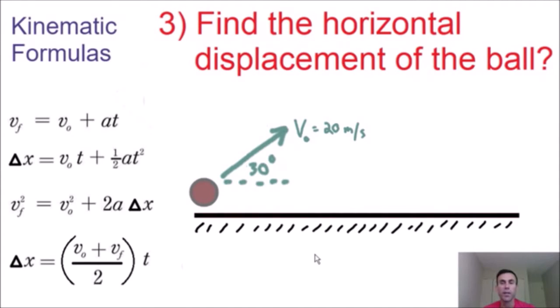This is my last video in which we're going to be talking about projectile motion, or kinematics in two dimensions. And here in this problem, as you can see, we have a ball being launched from the ground at an angle of 30 degrees with the ground. The initial velocity of the ball being launched, we know, is 20 meters per second. Using this information, we need to find the horizontal displacement of the ball.